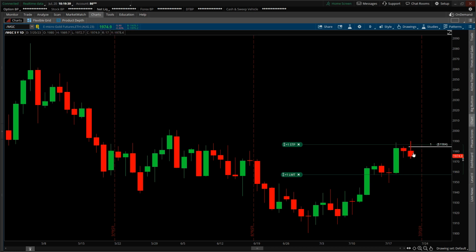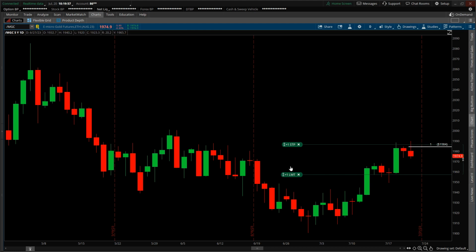So I did take a short when gold was quoted at $1,984. So relative to the current spot price, the trade is slightly in my direction, considering I want the price of gold to continue rolling over to the downside.